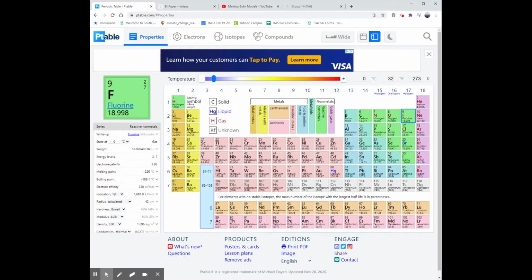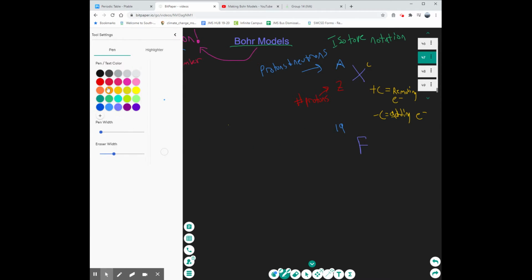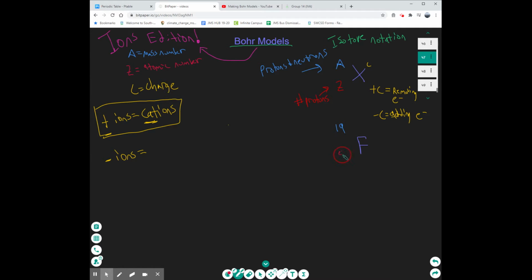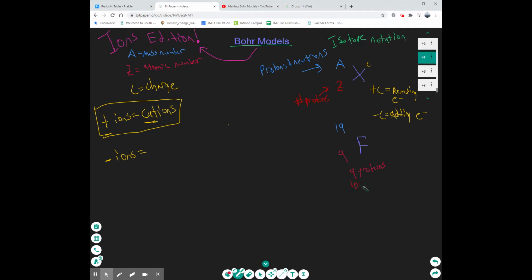Fluorine has an atomic number of 9 and a mass number of 19. Which means 19 goes up here, which means it's going to have 10 neutrons. Hopefully you picked that up, right? So that means we're going to have 9 protons. We're going to have 10 neutrons.